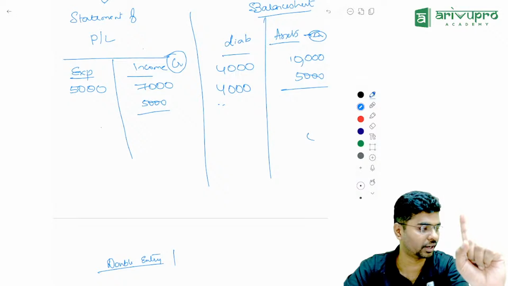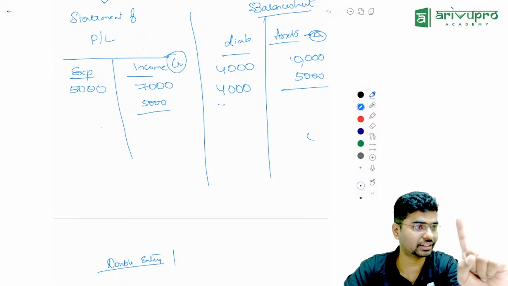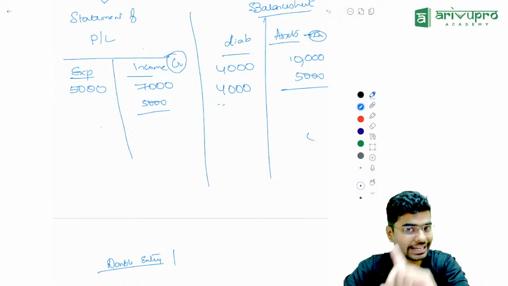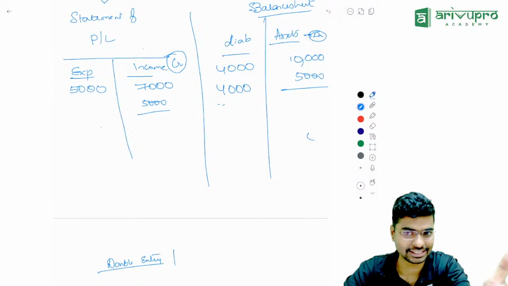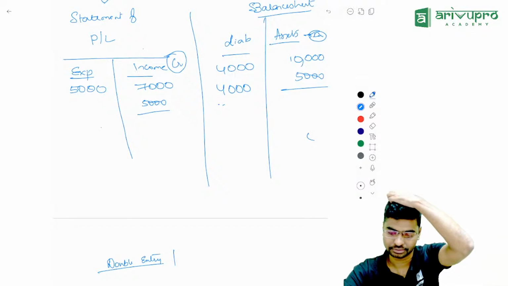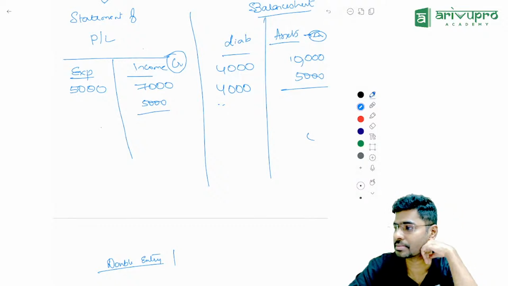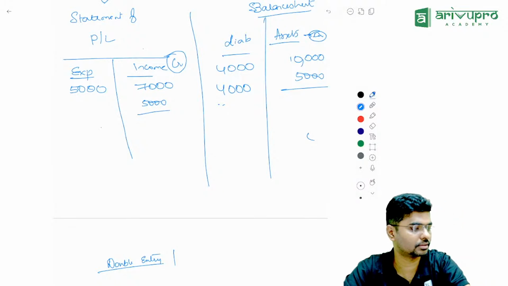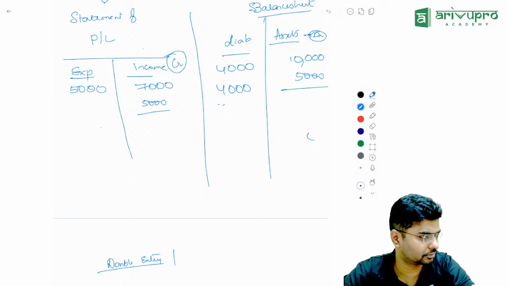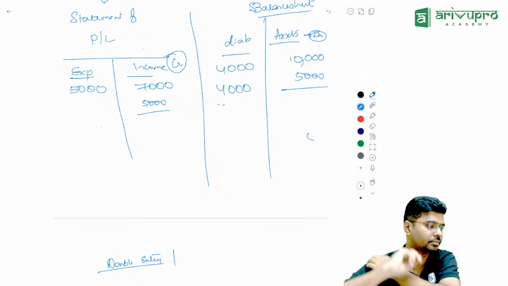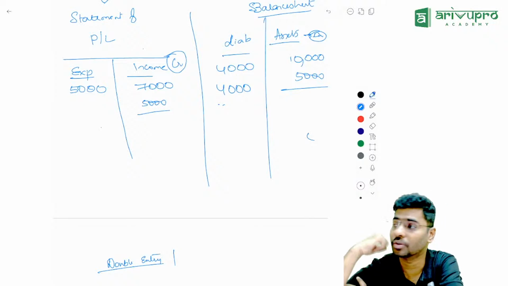What's the thumb rule number one? Everything in the trial balance would have already appeared. Therefore, it will appear only once in my financial statements. And items in the trial balance can only be what? Assets, liabilities, income, or an expense. Are you clear? Write this down. Guys, write down the notes.